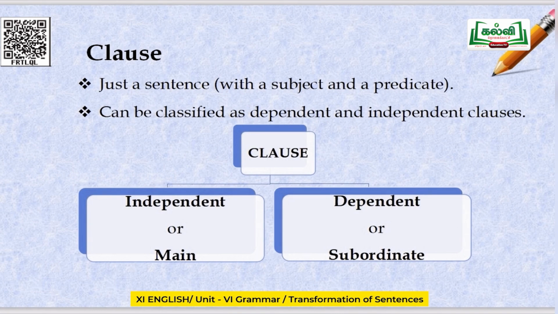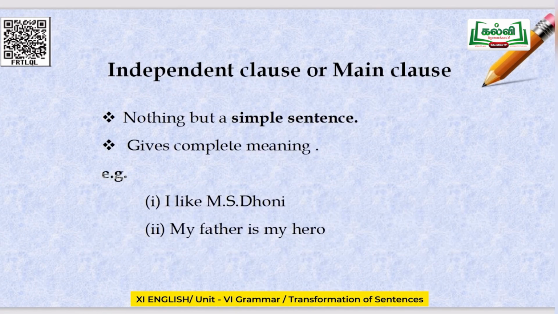Therefore, children, clauses are again group of words with the subject and the predicate. It also should have a finite verb, but it has two classifications. One is the main clause, the other one is a subordinate clause. An example for independent clause is, I like MS Dhoni. Here, this sentence gives a complete meaning. Therefore, it is an independent clause.